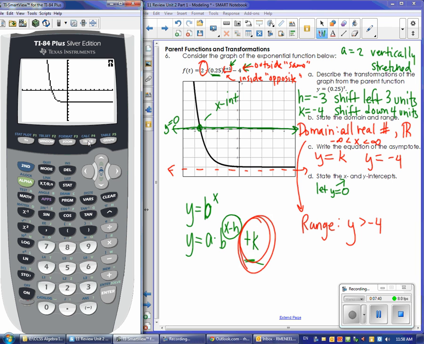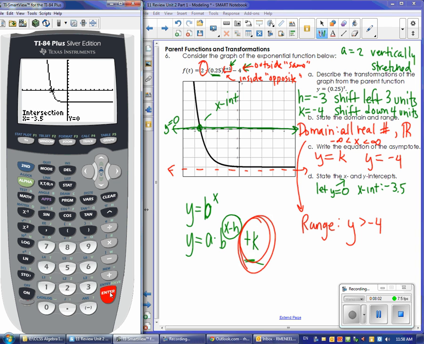If I hit second trace, notice option 5 is my intersect option, and we've done this before. Hit enter essentially 3 times. These are the only 2 graphs on my calculator. So if I hit enter 3 times, wait until it actually tells you that it's the point of intersection, and it gives you the x value. So my x-intercept is -3.5.